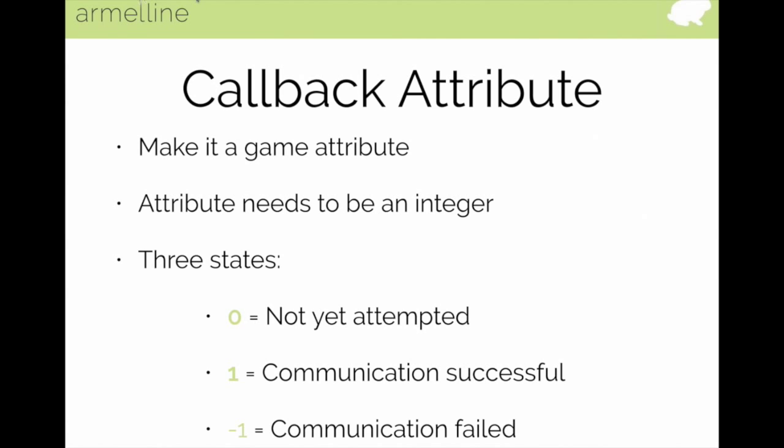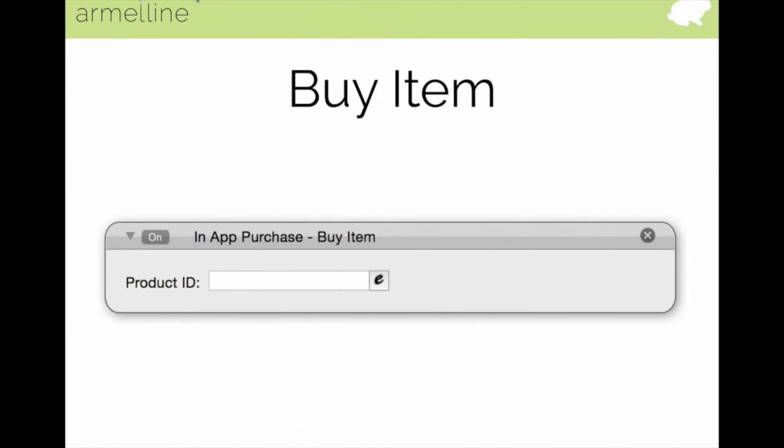There are 3 states. Not yet attempted will be 0. So if the attribute is currently 0, it just means no attempt has really been made. Communication has been successful will give you a 1, and communication has failed, a -1. So you always know, have you got connection to the store to be able to make these purchases? There's no guessing like with the old system. You know if you can or can't make that connection, and therefore you know should you let the user try and make a purchase or not.